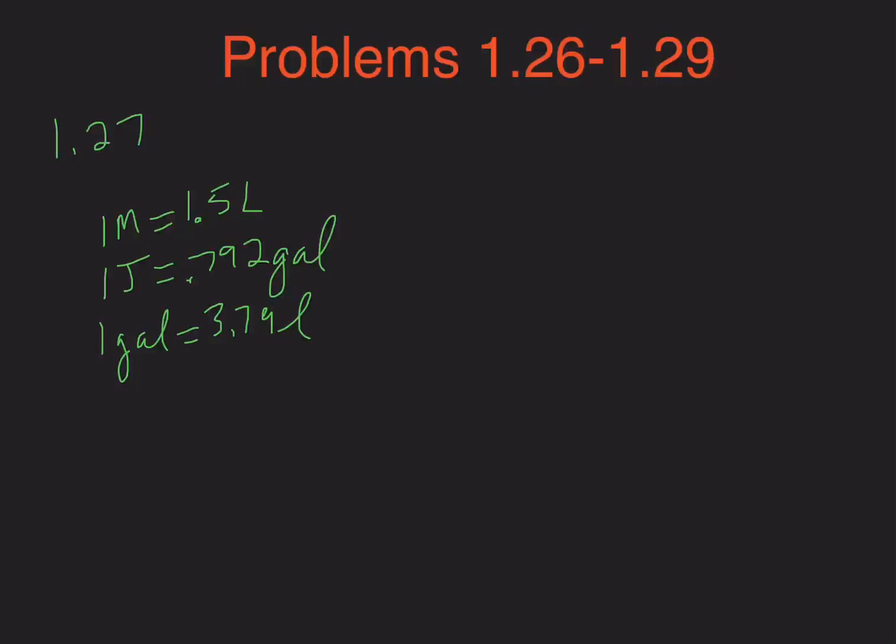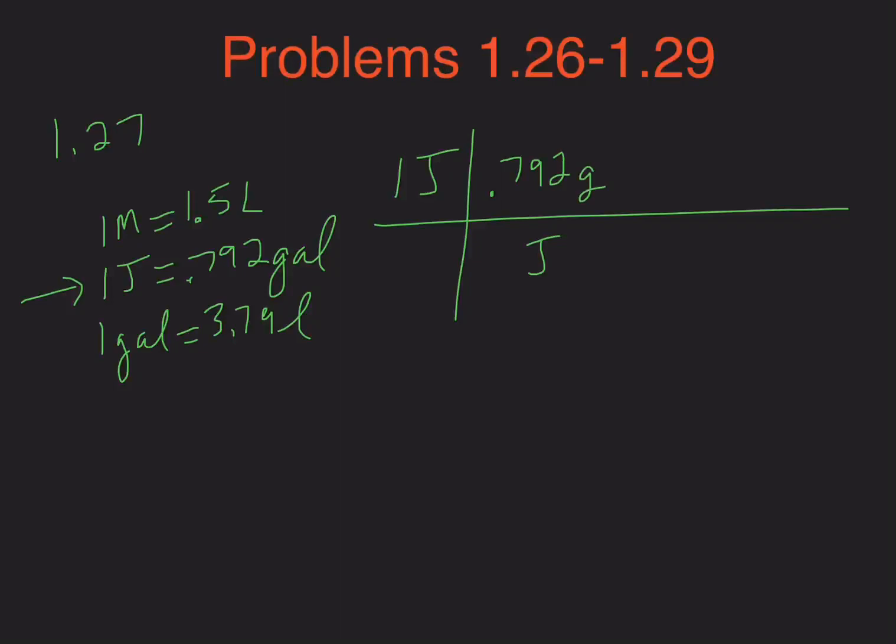So it says, how many Magnums are there in 1 Jeroboam? So we're going to start our dimensional analysis with 1 Jeroboam. I don't want Jeroboams, I want Magnums. But I have no conversion from Jeroboams to Magnums. I do have a conversion from Jeroboams to gallons, so I'm going to use that one. 0.792 gallons. Jeroboams cancel. I don't want gallons, so I'm going to put that on the bottom. There we go. 1 gallon is 3.79 liters. Cross the gallons out. Don't cross the number out.